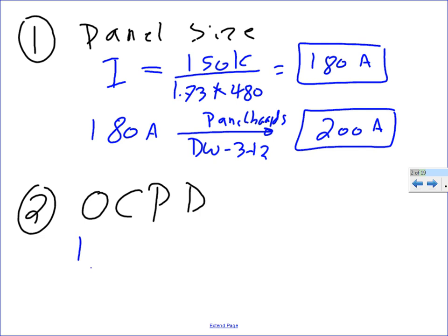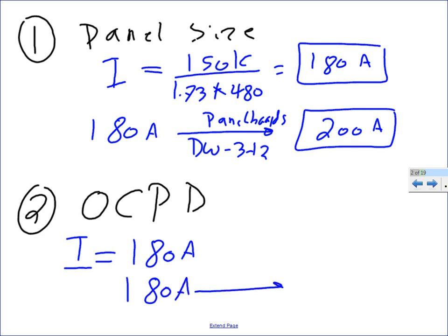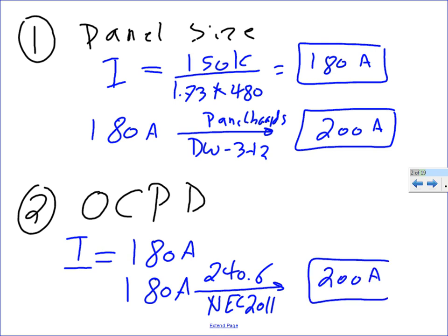The overcurrent protection device is a piece of cake. We also size it based on 180. You take the 180 amps. This time, guys, we have the NEC code book, 240.6. Go all the way to NEC 2011, 240. If you go there, the next standard overcurrent protection device is what? Surprise, 200. So we have a match between our panel and our overcurrent protection device.